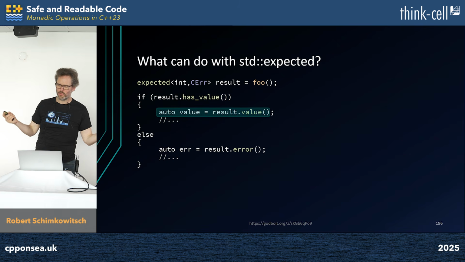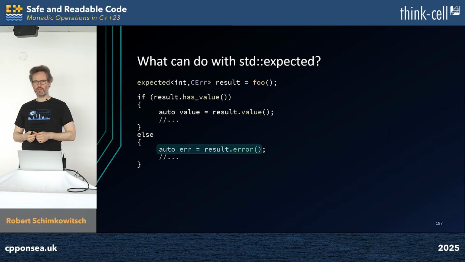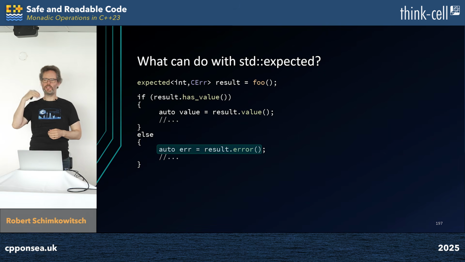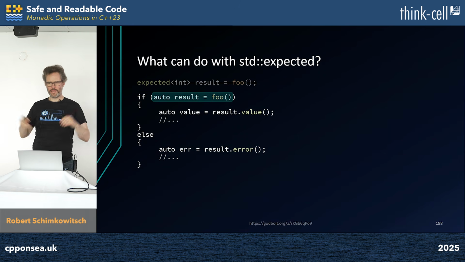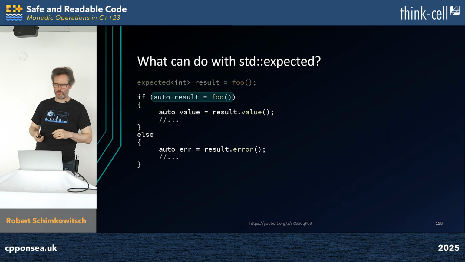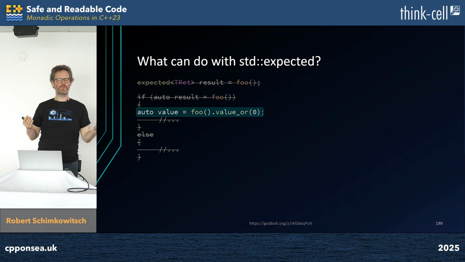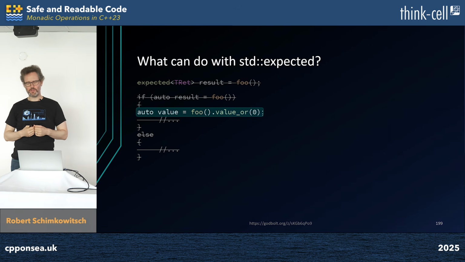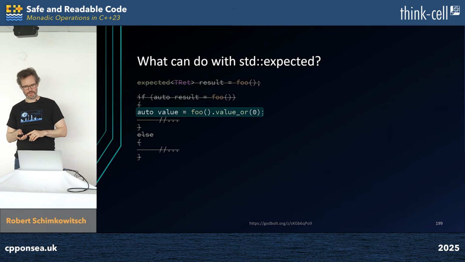You check for the value. You can access the value. Now you can alternatively access the error. And expected always holds either value or error. Again, you can move the assignment into the if statement if you want to check right away. And again, you can use value or if you want to fall back to a default value. Error or exists as well for special use cases.